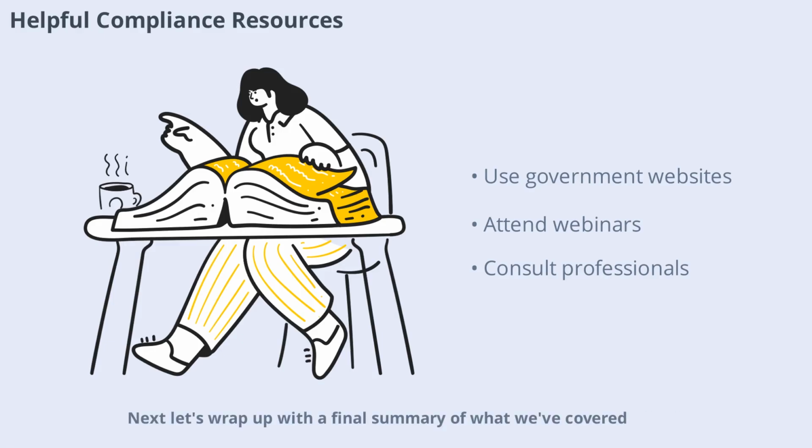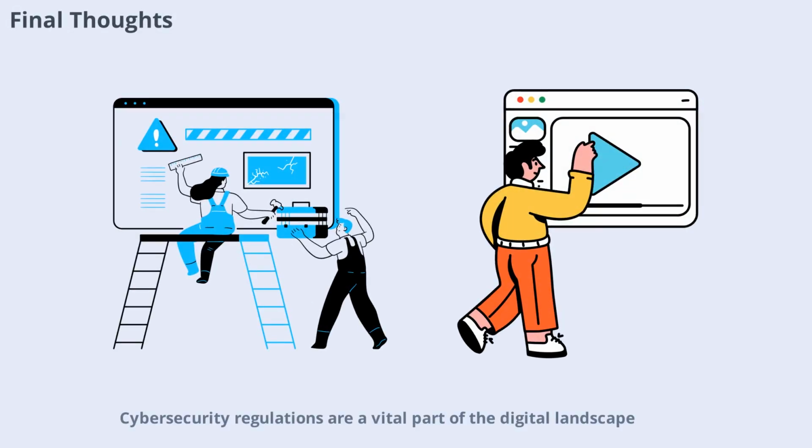Next, let's wrap up with a final summary of what we've covered. Cybersecurity regulations are a vital part of the digital landscape. By understanding and complying with these rules, organizations can protect their data, build trust, and avoid costly penalties. Compliance is an ongoing journey that requires vigilance, collaboration, and a commitment to continuous improvement. Stay informed, involve your team, and make security a top priority. With the right approach, you can navigate the complexities of cybersecurity regulations and create a safer digital environment for everyone.